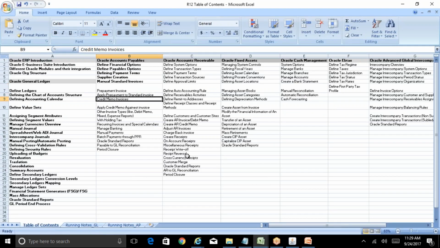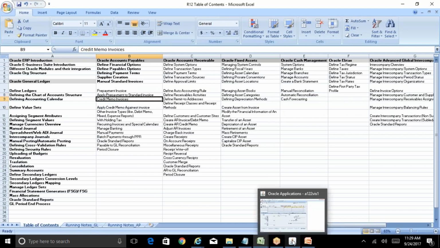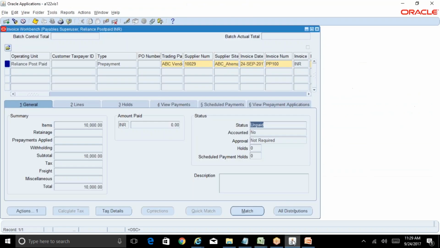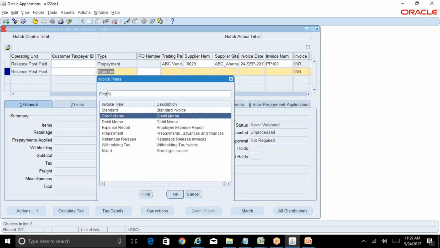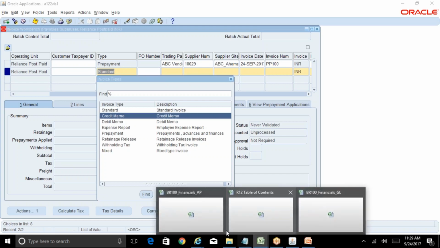Maybe we'll proceed with these credit memos. So what is a credit memo and what is a debit memo? Credit memo and debit memo have a different significance in AP and AR. So we'll talk only from an AP perspective.